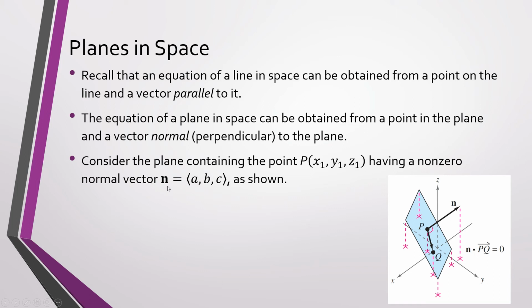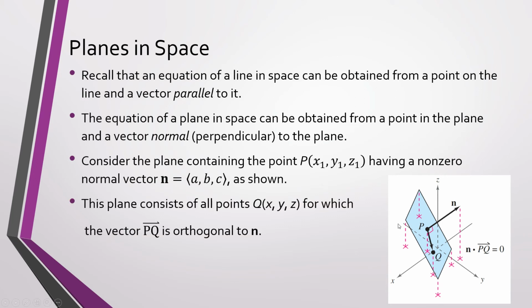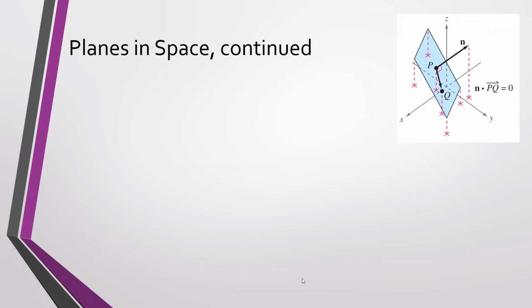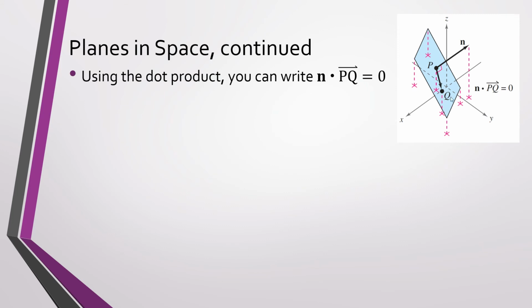Now, because vector n is normal or is perpendicular to this vector here, PQ, then we know the dot product of those two vectors is going to be 0. And that's what's going to allow us to define our equations for the plane in space. So we know that the dot product of vector n with the vector from P to Q, and it doesn't matter where you put that point Q, will be 0.